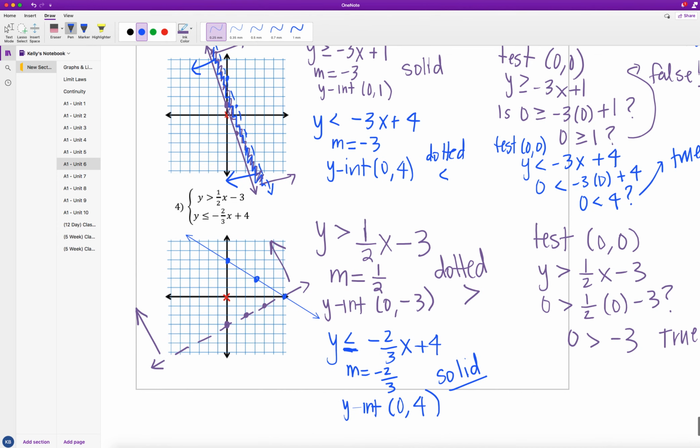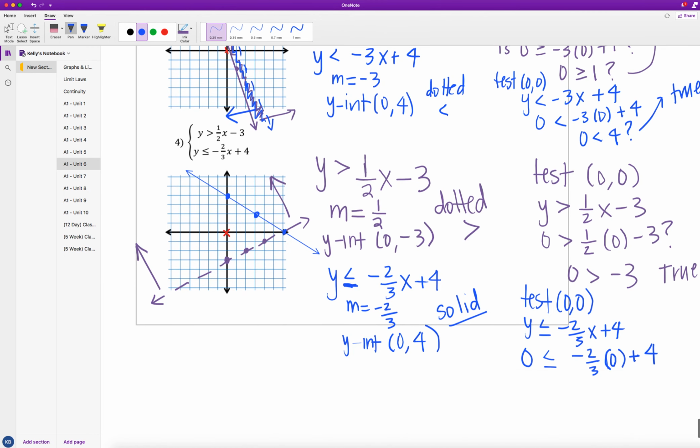From here, our last step is to test a point that is not on the boundary line to figure out which way we shade. We can test (0, 0), rewriting the original problem for reference. Subbing in (0, 0), we get 0 less than or equal to -2/3 times 0 plus 4. That will reduce down to 0 less than or equal to +4. Will that be a true or a false statement? This is going to be a true statement.